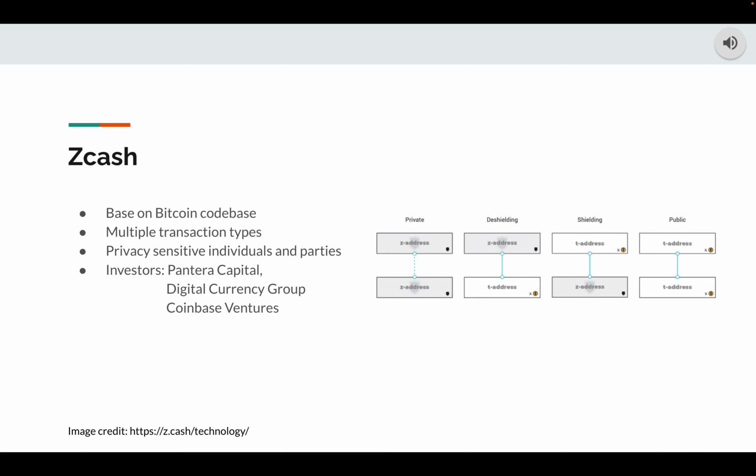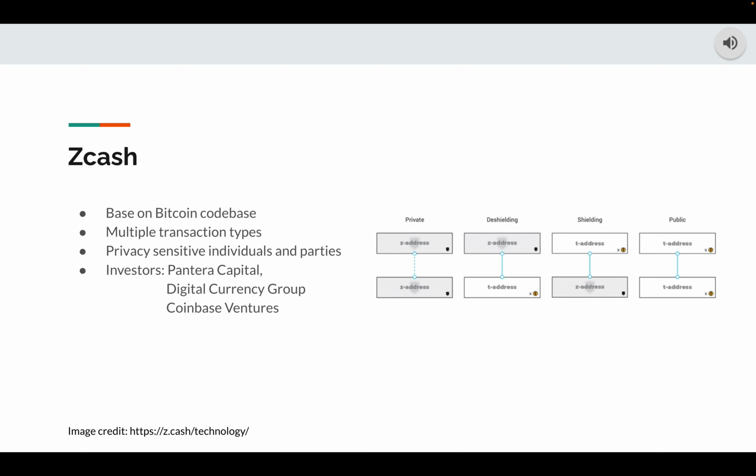Zcash was first developed by Matt, and the development was completed by the Zcash company. Zcash was implemented based on Bitcoin's code base, so it's similar to Bitcoin in many features, for example, having a 21 million unit supply limit. Zcash addresses are either private Z addresses or transparent T addresses. Private Z addresses start with a Z, and the transparent T addresses start with a T.